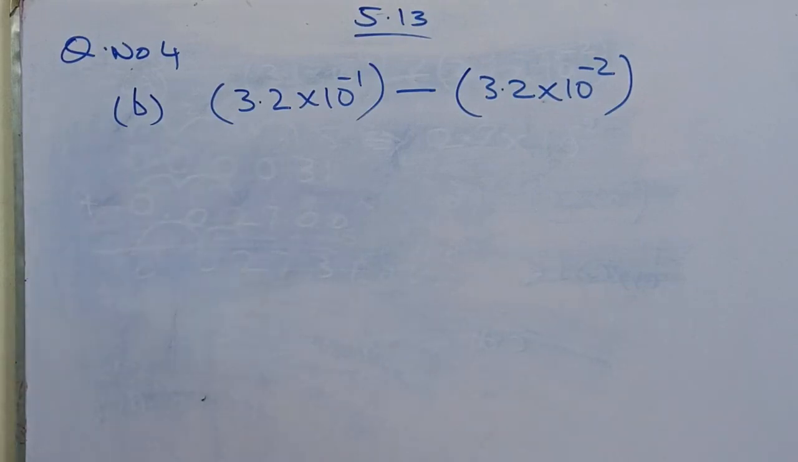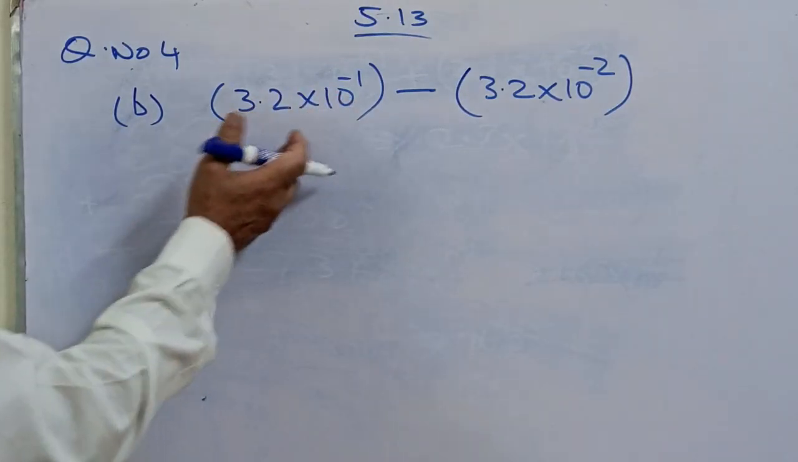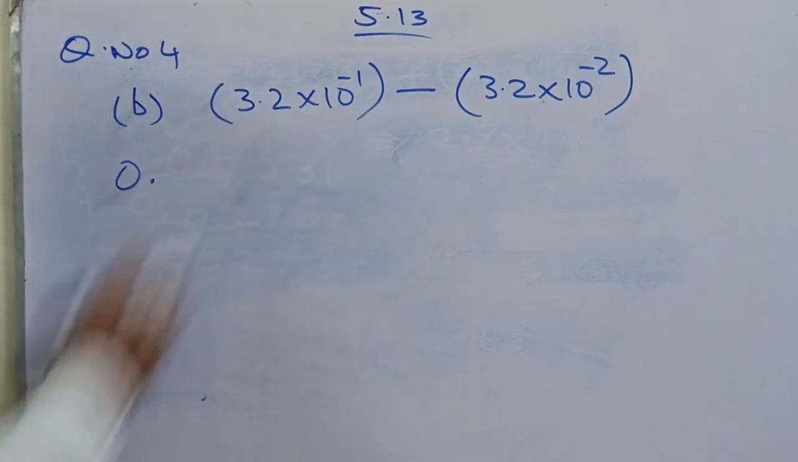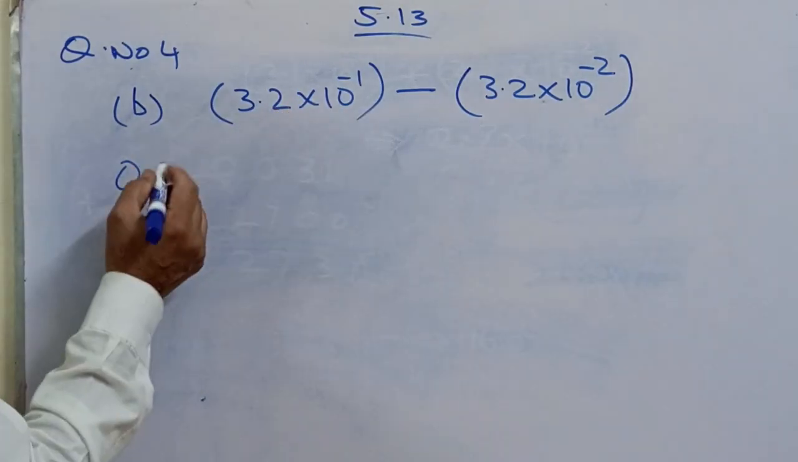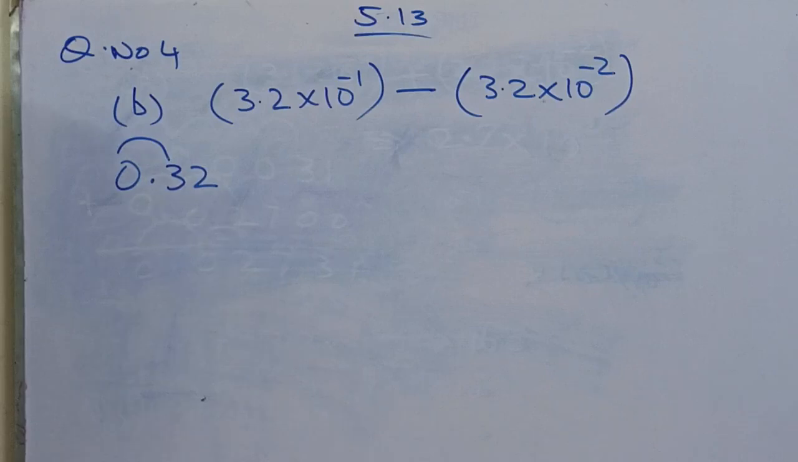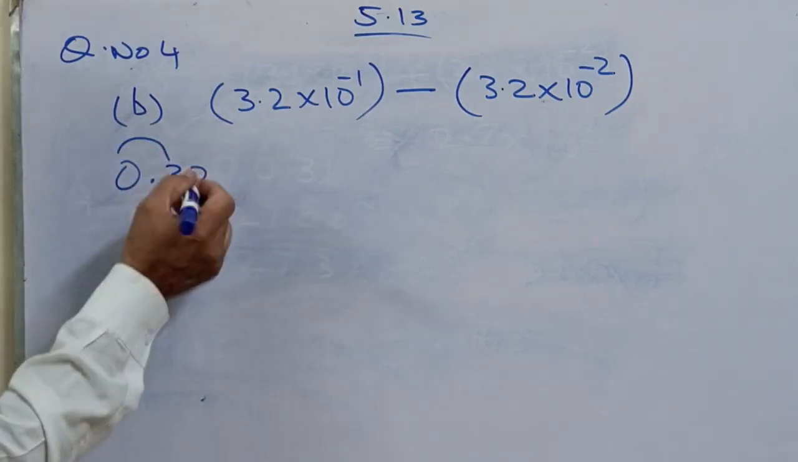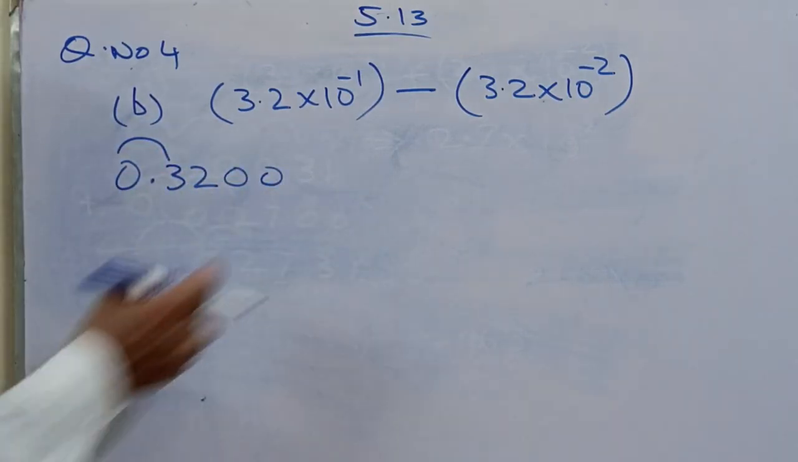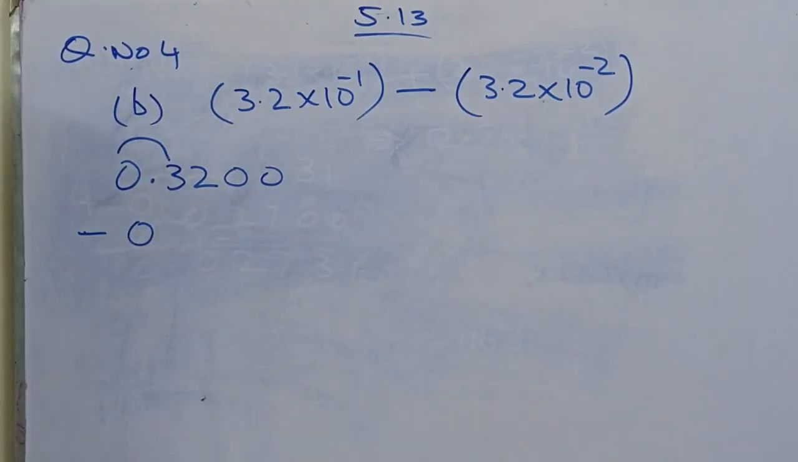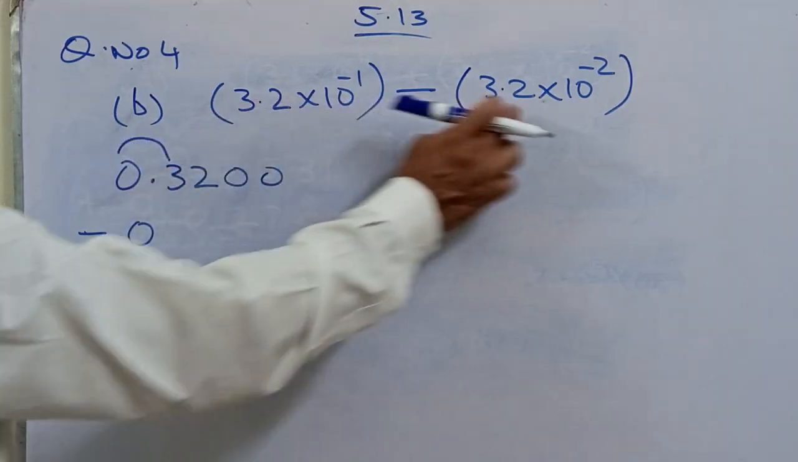So it is very easy. Again, what will we do? We'll write these in the linear form. Number 1. Now it is minus 1, so it will become 30.32, because this is one wave only. So it will become 32, or you can also add some zeros. Now minusing this, it will become 3.2. Both are 3.2.